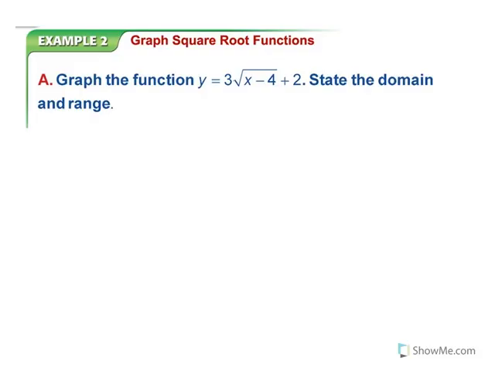So example 2a, graph the function y equals 3 square root of x minus 4 plus 2. State the domain and range. Now what I want you to do is first identify the transformations that happen on your square root function, but I'm going to have you actually graph this in your calculator. Alright, so the first thing I want to look at is this 3, and we have to think to ourselves, what exactly does it do to our function? And since it's positive and it's greater than 1, it's going to be a vertical stretch by a factor of 3.